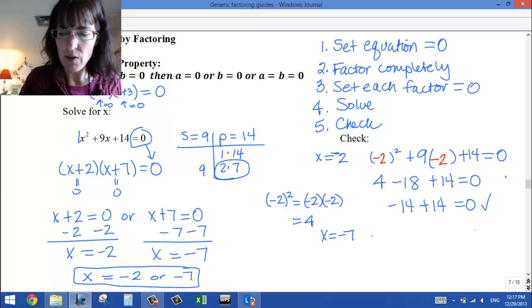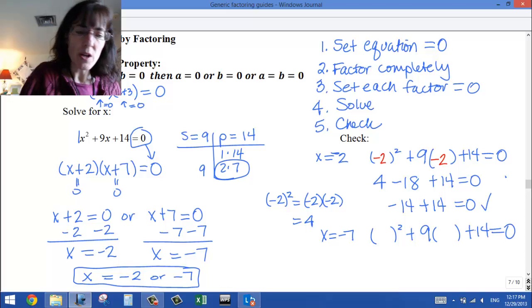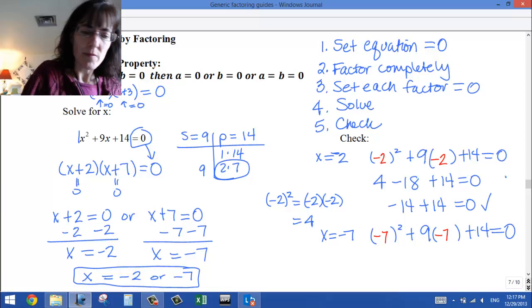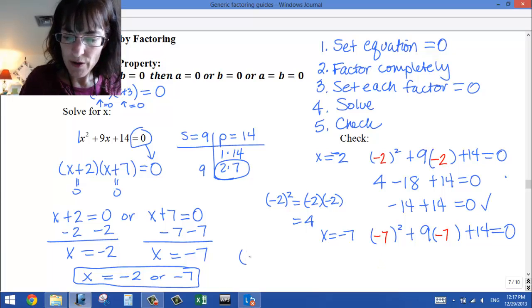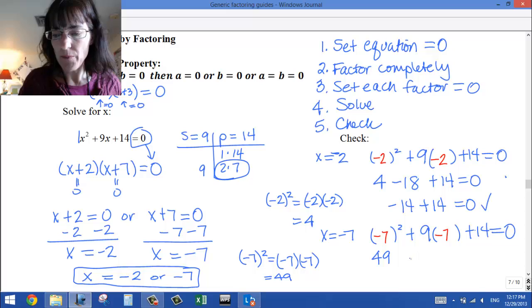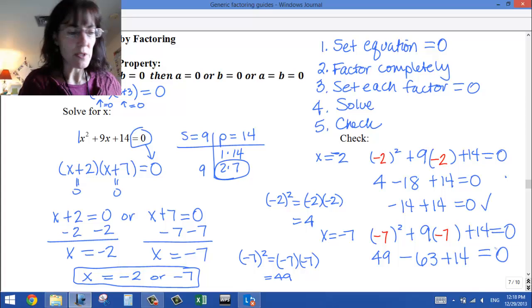X equals -7. So I'm going to square whatever the x is plus 9 times whatever the x is plus 14 equals 0. Plug in my -7. And I have -7 squared. It's the same thing as what we did with the -2. It's -7 times -7, or positive 49. So I have 49 minus, and 9 times -7 is going to be -63, plus 14 equals 0.